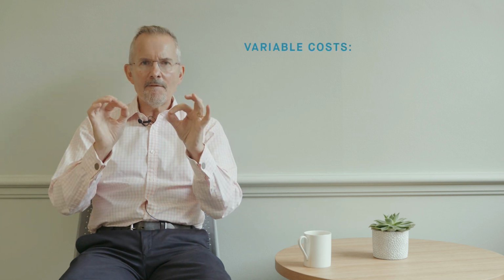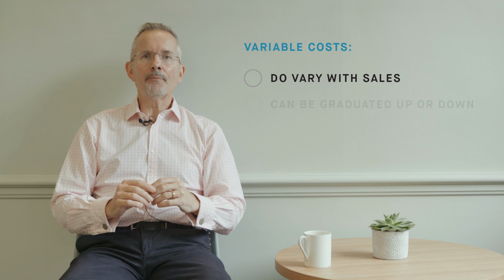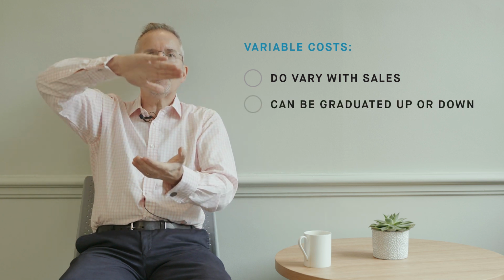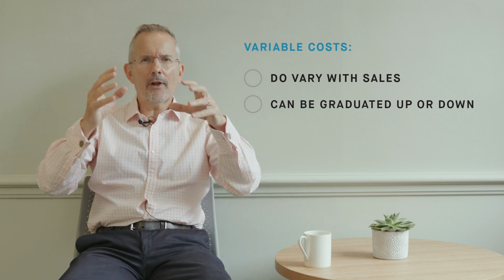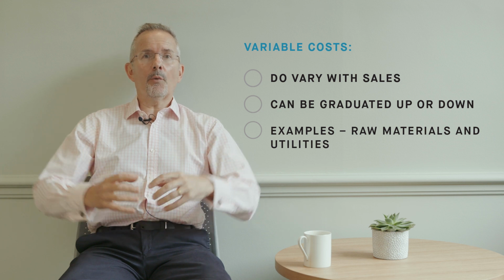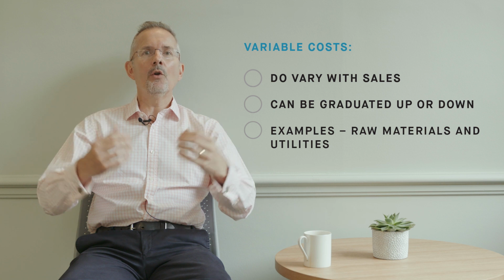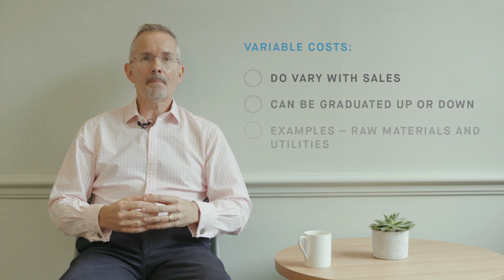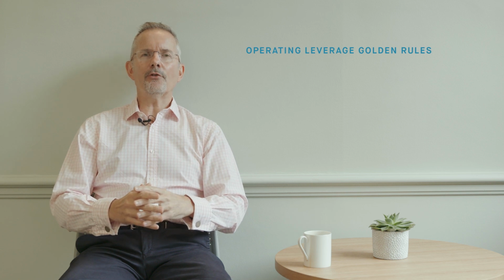Now, variable costs, on the other hand, vary with sales. They do tend to graduate up and down with the level of sales. So for a manufacturing company, think things like raw material costs, utilities, and so on. In other words, you don't buy more stock of raw materials if you're not planning to sell more product, and so on. So what are the operating leverage rules for investors, if you like?